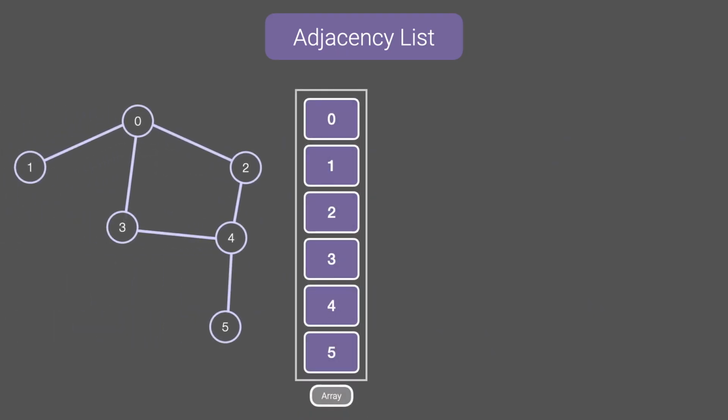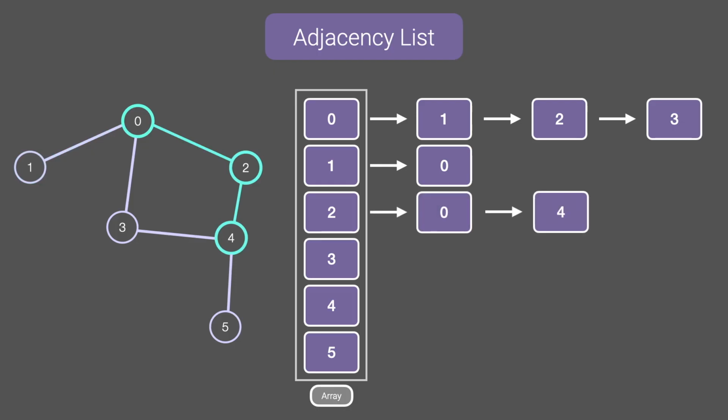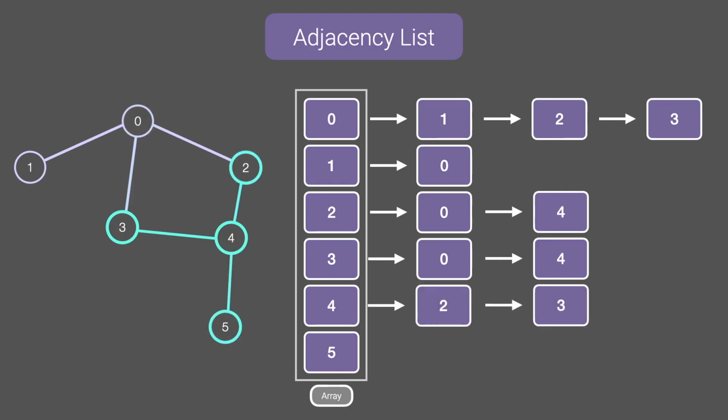Now, let's take a quick look at representing an undirected graph with our adjacency list, and we'll speed through this one since it's very similar. So at vertex 0, we have edges 1, 2, and 3. At vertex 1, we have an edge to 0. At vertex 2, we have edges to 0 and 4. Then at vertex 3, we have edges to 0 and 4 as well. At vertex 4, we have edges to 2, 3, and 5. And finally, at vertex 5, we have an edge to 4.